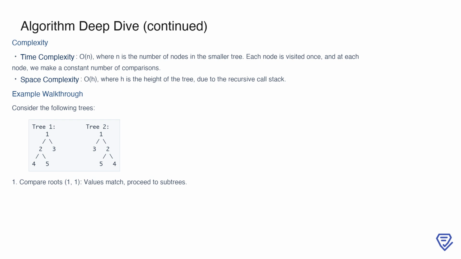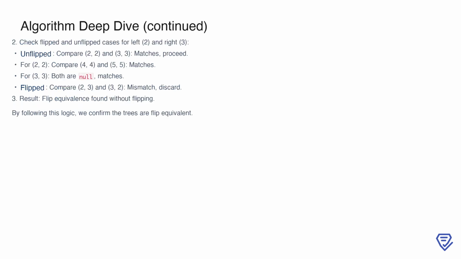To better understand how this works in practice, let's walk through an example. Consider two binary trees. Tree 1 has the root node 1, with left and right children 2 and 3. Tree 2 has the same root node 1, but the left and right children are 3 and 2 respectively. Continuing further, Tree 1 has children 4 and 5 under node 2, while Tree 2 has children 5 and 4 under node 2. We start by comparing the roots of both trees, which have the same value of 1. Since the values match, we proceed to compare their subtrees. We now examine the left and right subtrees of the root nodes.